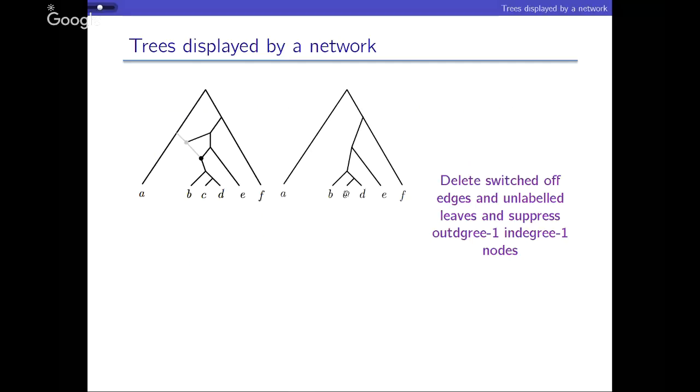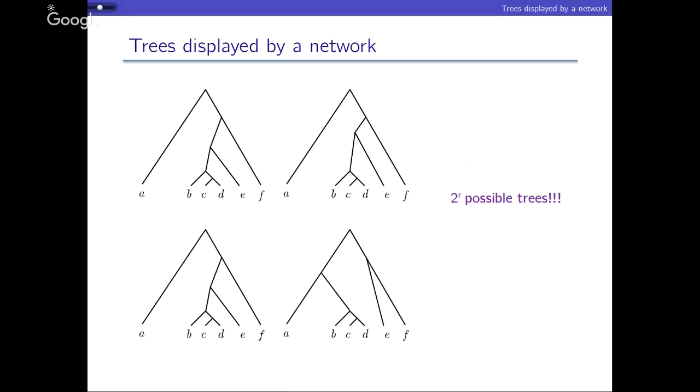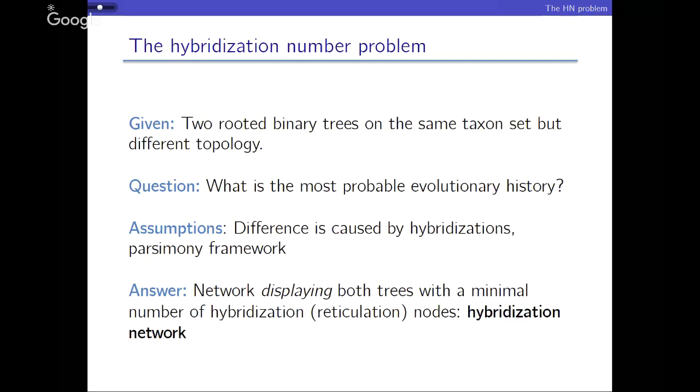If we do that for all possible switch on and switch off possibilities, we have all the trees displayed by the network, and we can have 2 to the R possible trees, where R is the number of reticulations in the network.